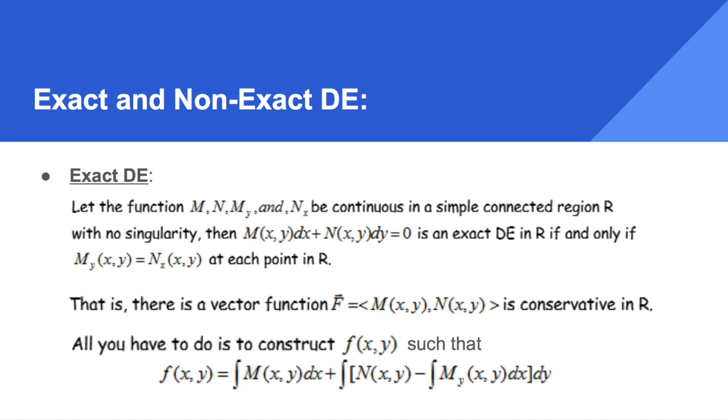Let the functions M, N, M sub y and N sub x be continuous in a simply connected region R, where there is no singularity. Then, M of x, y dx plus N of x, y dy equals 0 is an exact differential equation in region R if and only if M sub y equals N sub x at each point in R. This means that there is a vector function capital F, equal to M of x, y as the vector in the x direction and N of x, y as the vector in the y direction. This function is conservative in region R.